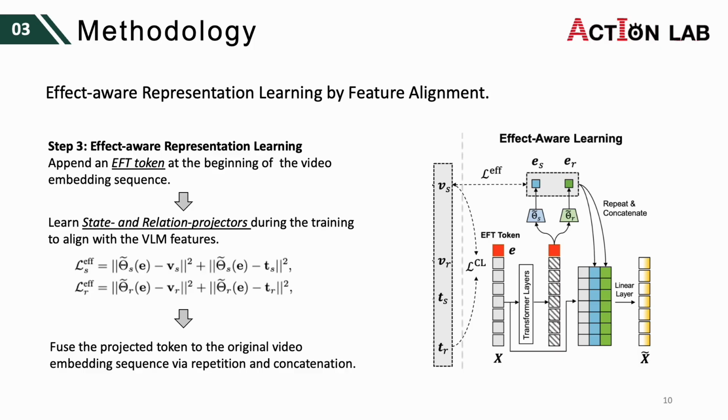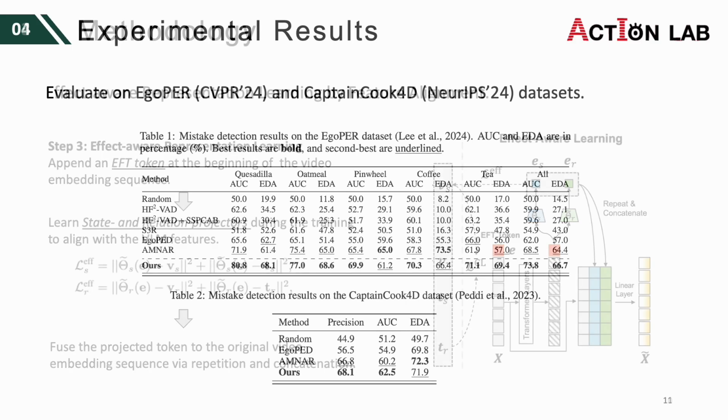In the third step, we introduce a learnable effect token, or EFT token, into the segment feature sequence. During training, this token is aligned with the extracted multimodal effect features through state and relation projectors. After that, the projected token is fused back into the original segment representation. In this way, the model learns compact effect-aware features without requiring external large models at test time.